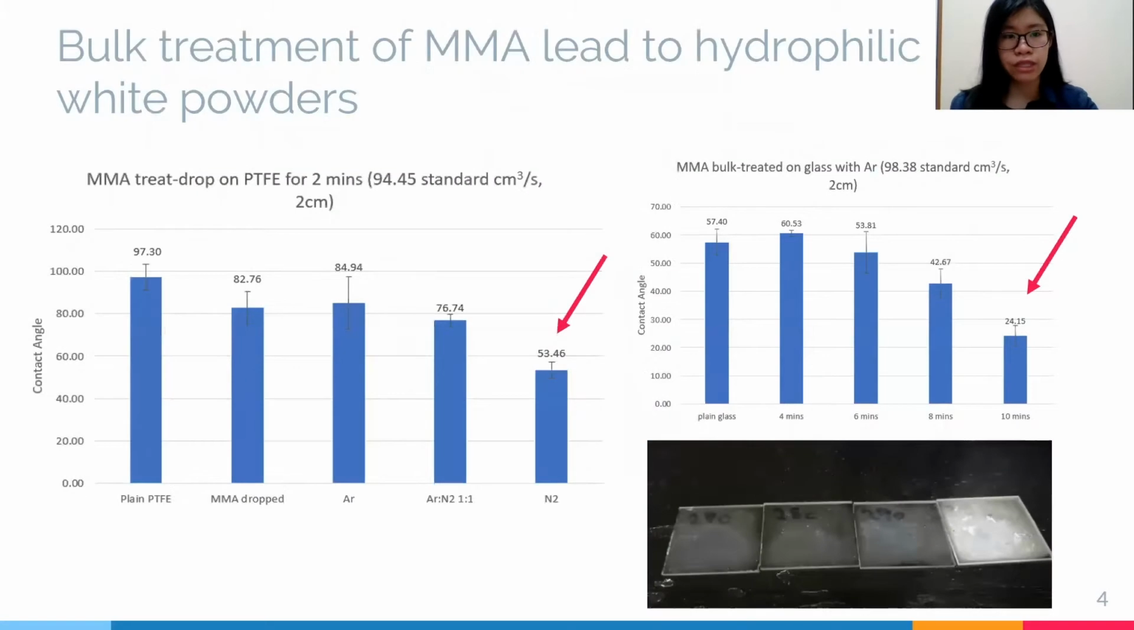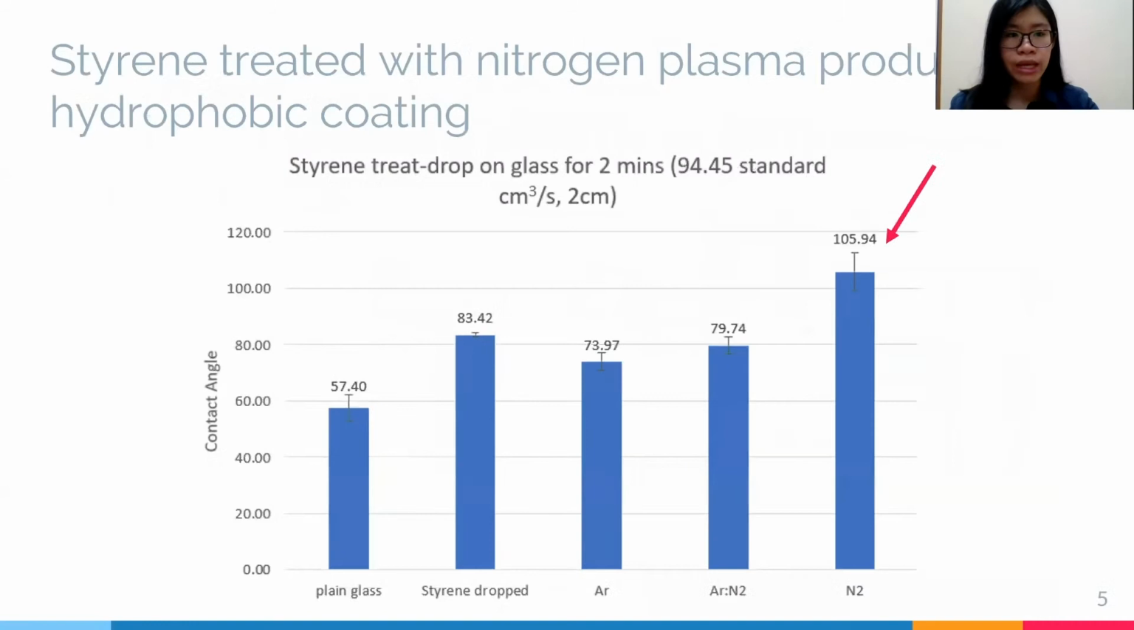MMA was treated first in bulk, then dropped immediately onto the substrate in triplicate trials. The wettability was measured through the static sessile drop method. Bulk treatment resulted in white polymethyl methacrylate powders with enhanced hydrophilicity, especially with the incorporation of higher power nitrogen plasma and longer treatment times. Styrene, bulk treated the same way and dropped on glass, displayed contact angles similar to that of untreated styrene. However, only styrene treated with nitrogen plasma produced a hydrophobic coating.